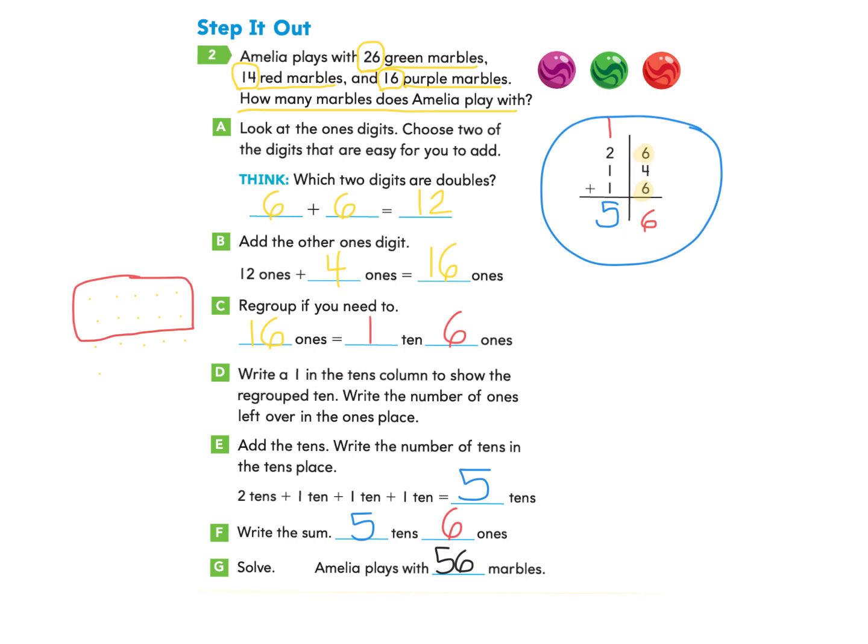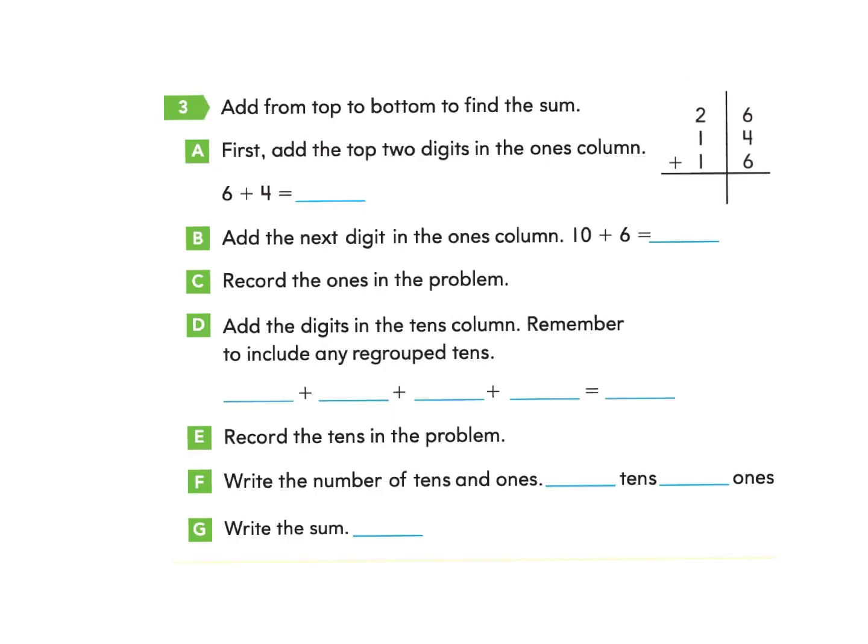Nice work. Did you happen to notice that this problem was the same problem that we had in the Step It Out one? We just used a different strategy. Instead of finding 2 numbers that made 10, this time we found 2 digits that were doubles. What a great strategy. All right, let's take a look at the next page, page 317.